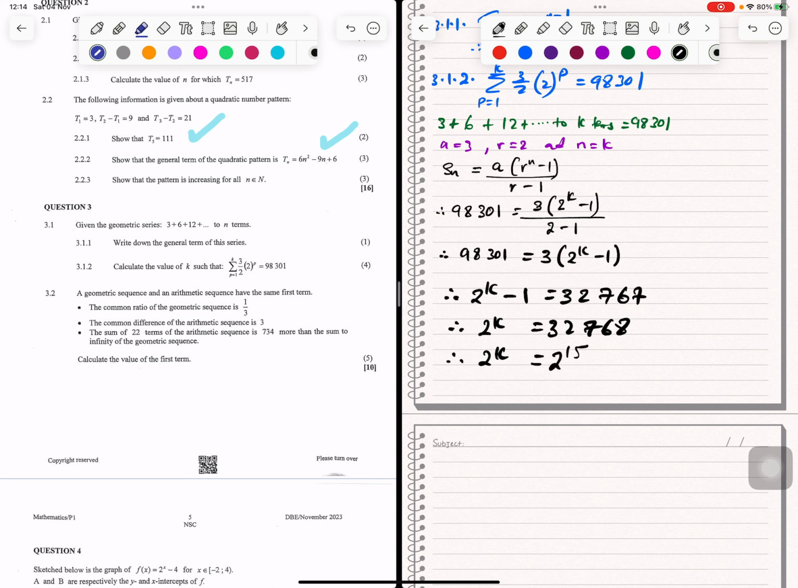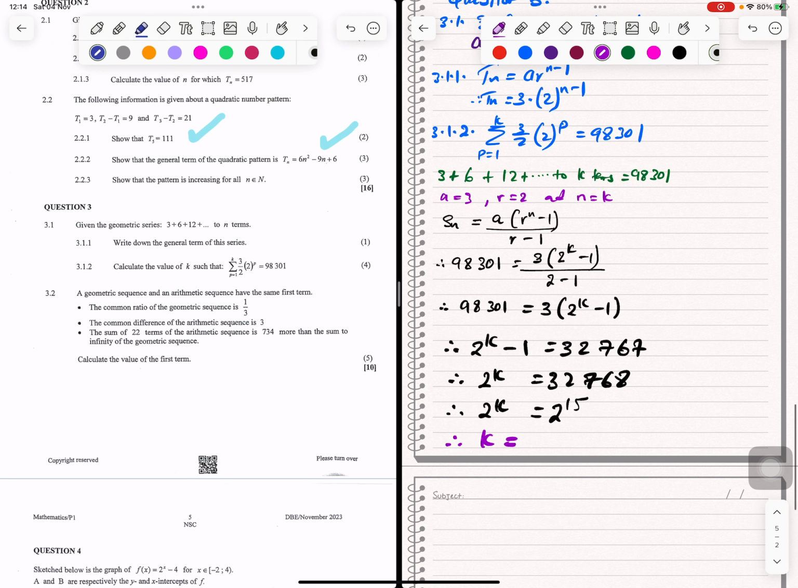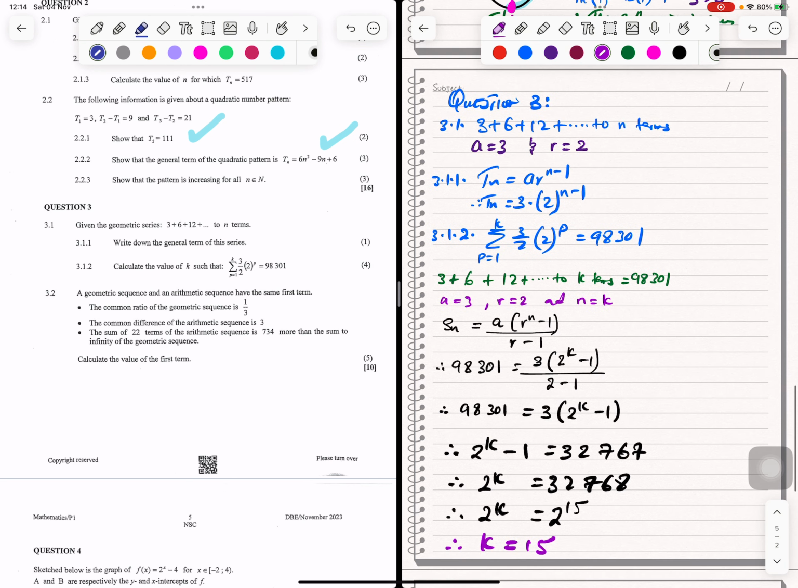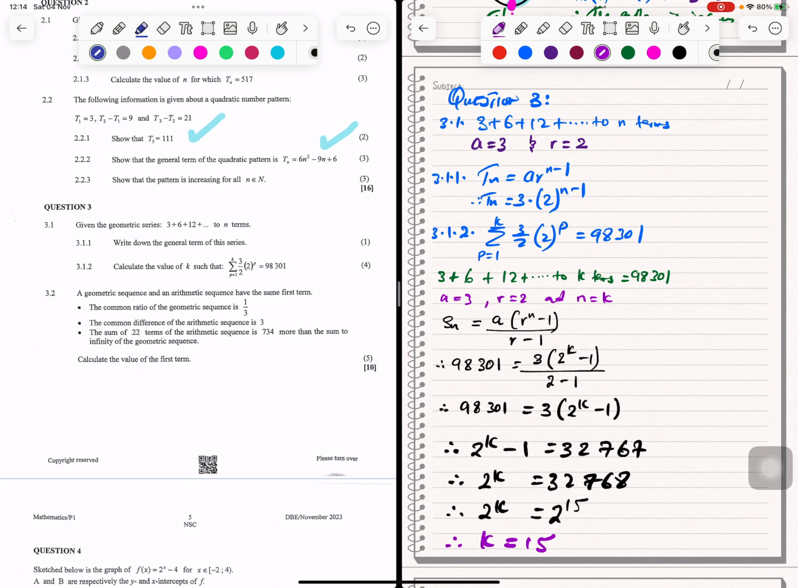You can use the logarithm. So k equals 15. This is the value of k that they were looking for. Here you can use the logarithm to solve for k. Remember, exponentials and logarithms are inverses of each other. You can do that, and you will still get k as 15.